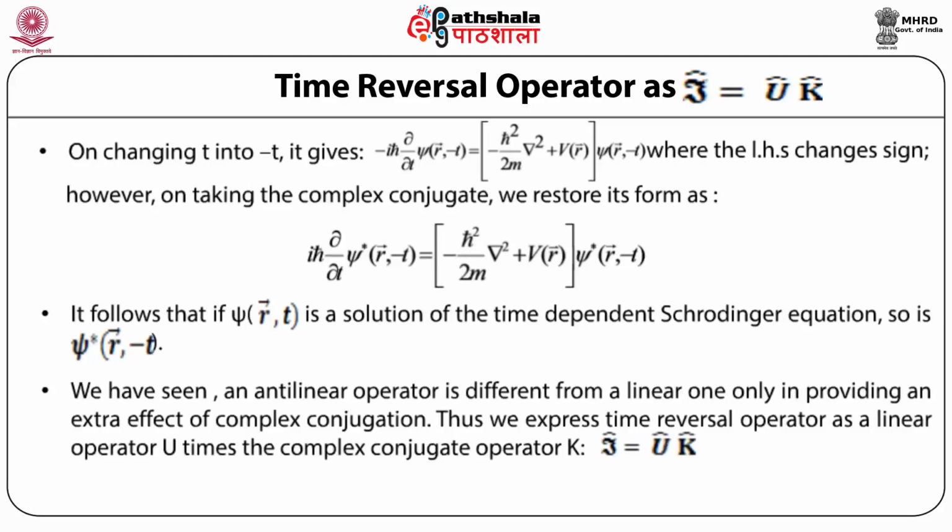And thus we have seen that an antilinear operator is different from a linear one only in the sense that it provides an extra effect of complex conjugation, as we have seen from the example considered above of the time-dependent Schrodinger equation. Thus, we express the time reversal operator as a linear operator U times the complex conjugate operator K. That is, the time reversal operator can be written as a linear operator U times the complex conjugate operator K.